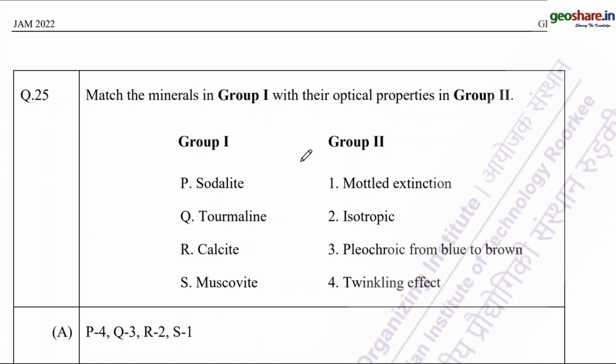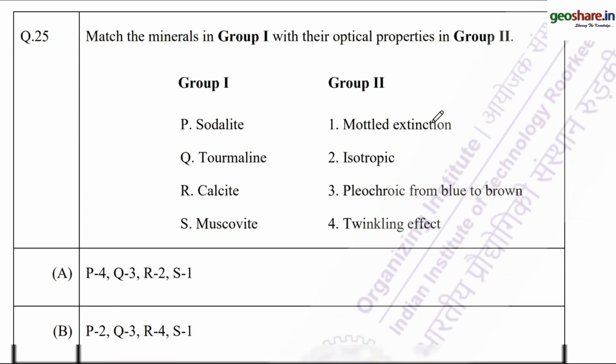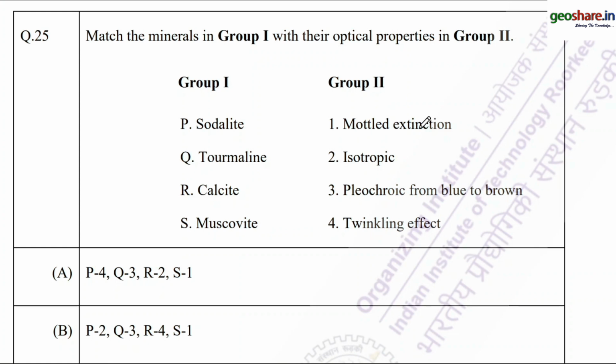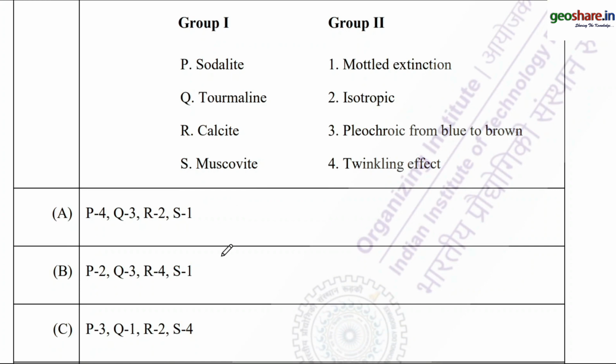Match the minerals in group 1 with their optical properties in group 2. Sodalite, isotropic. Tourmaline, pleochroic, blue to brown. Calcite, twinkling effect. Muscovite, mottled extinction.